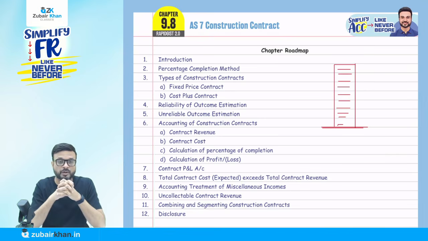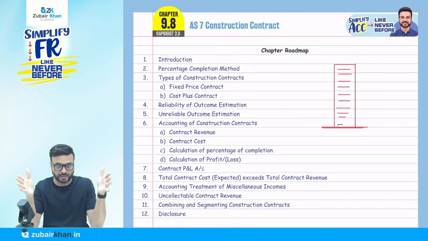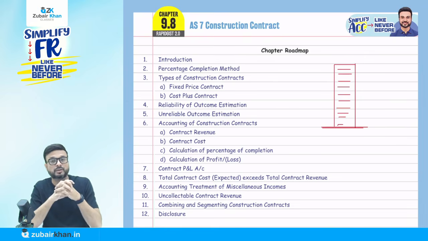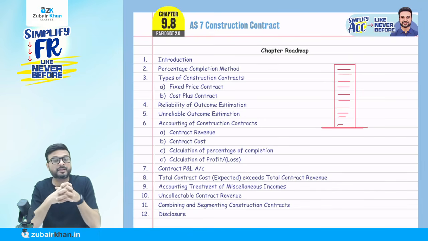Now understand why there is a need for AS 7. As we know, construction contracts take a longer period of time. Very rarely it might be even less than 1 year, but generally it takes more than 1 year. So the question arises: how to recognize the income and expenses here? Suppose the contract is to construct a building and the price is decided, let's say 100 crore. The revenue is decided, but when to recognize the revenue of 100 crore?